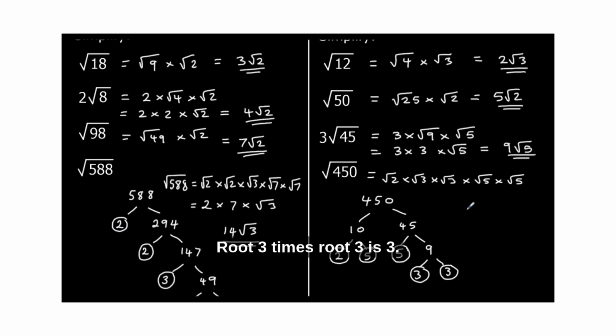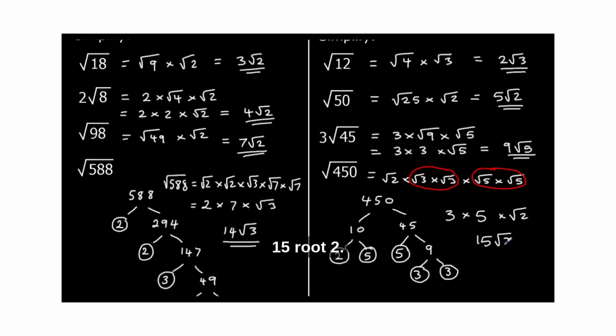Root 3 times root 3 is 3. So when I've got pairs, I'll match them up. So root 3 times root 3 is 3. Root 5 times root 5 is 5. And I've also got a root 2. 3 5s are 15. So I've got 15 root 2.